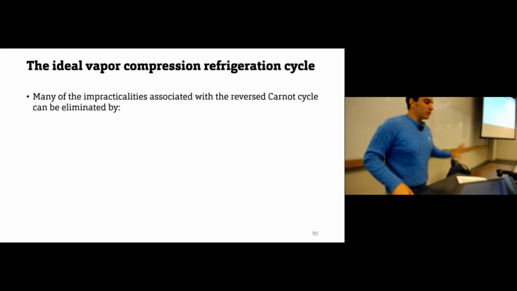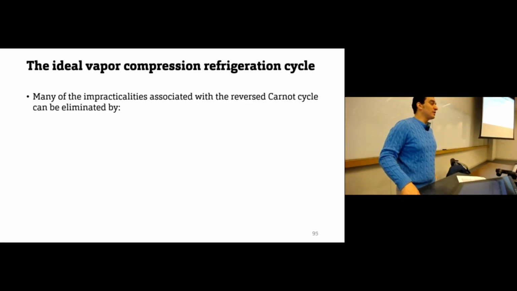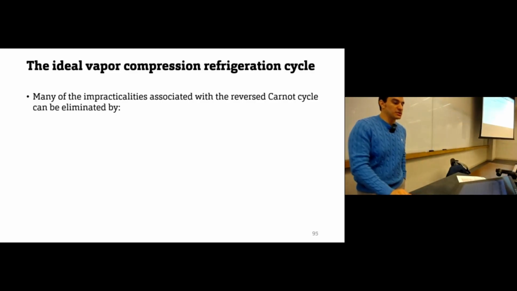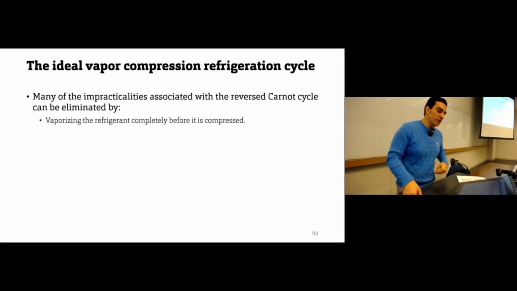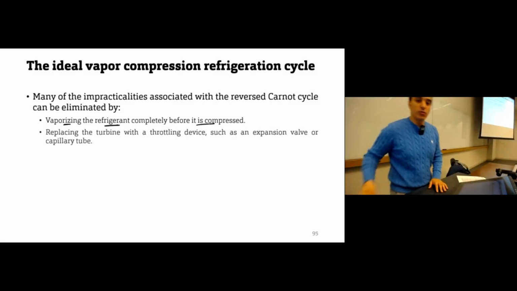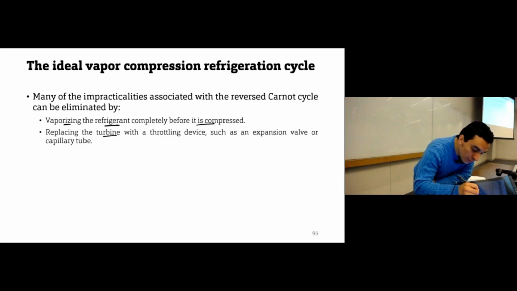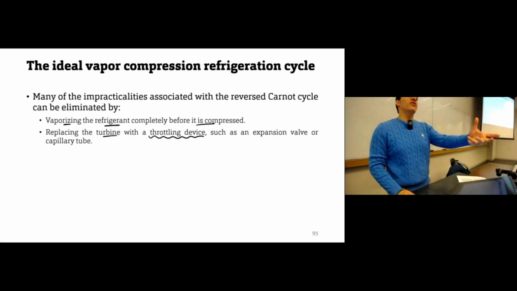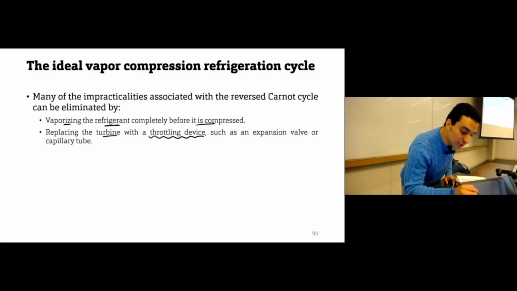So, as we said, there are some impracticalities in the Carnot cycle because the compressor and the turbine cannot handle a mixture of liquid and vapor. So if we need a practical cycle, we need to find a solution to this impracticality. This will happen if we can vaporize the refrigerant completely before the compressor, and if we can replace the turbine with another device that makes expansion but can handle two phases, which is a throttling valve.